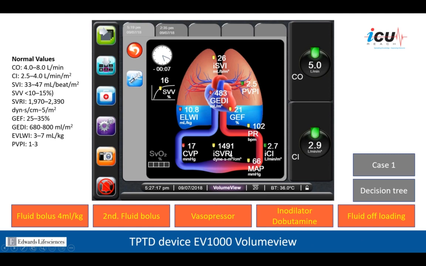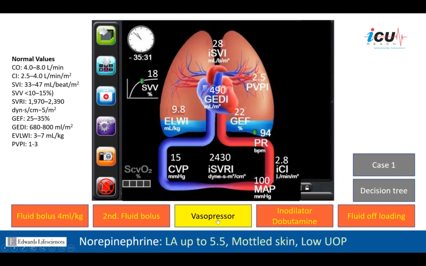Somebody says, well, since I see the systemic vascular resistance here is decreased, I'm going to give this patient a vasopressor. If you give this patient a vasopressor, take a look at what happened. Yes, you constricted the alpha-1 receptors and you caused the systemic vascular resistance to go up. You still have a decreased global end-diastolic index. The stroke volume is still decreased. The normal is 33 to 47. Take a look at the stroke volume variation. It's clearly indicating that your patient needs fluid.